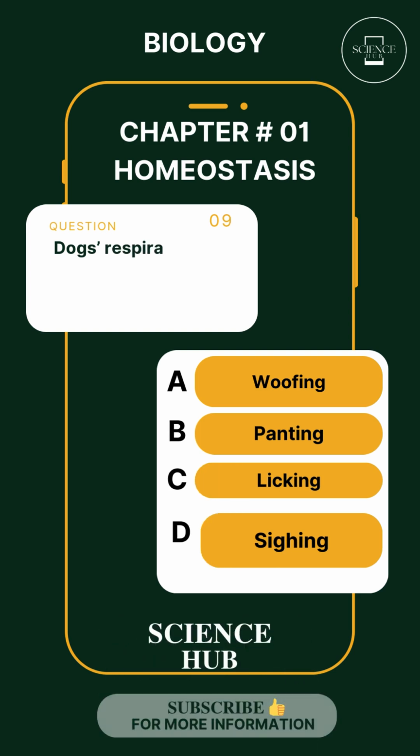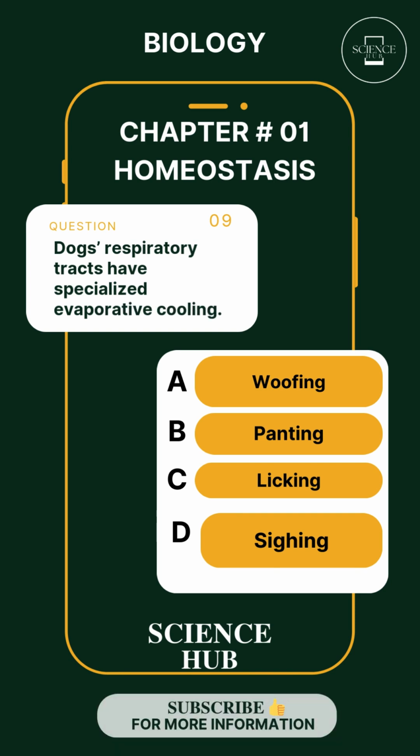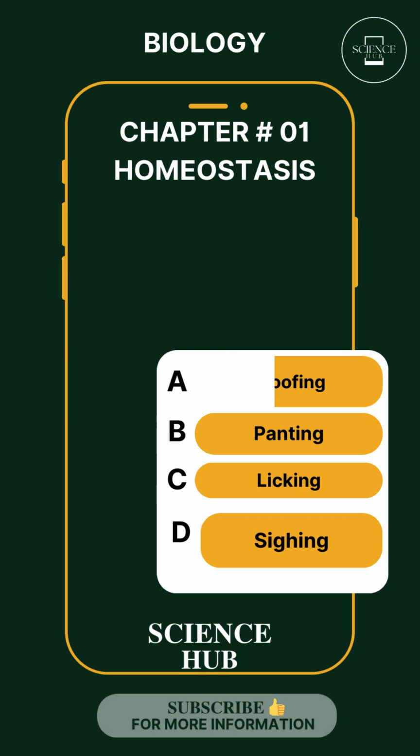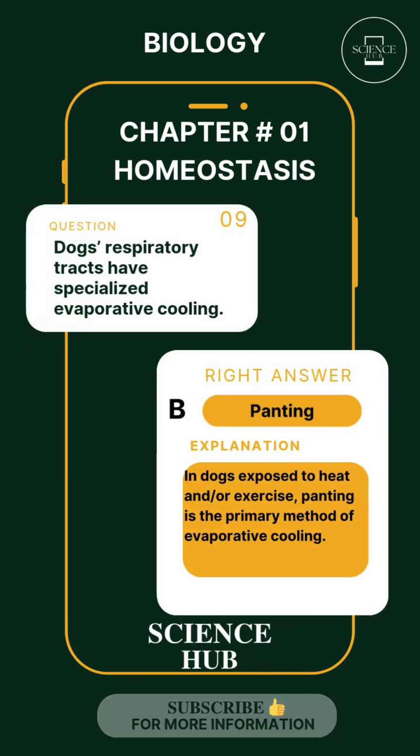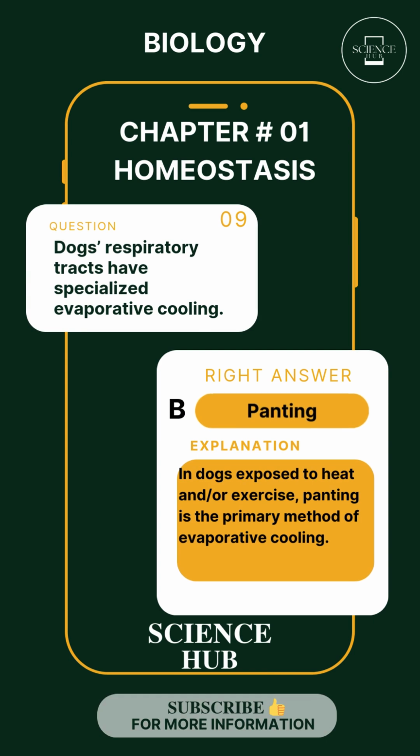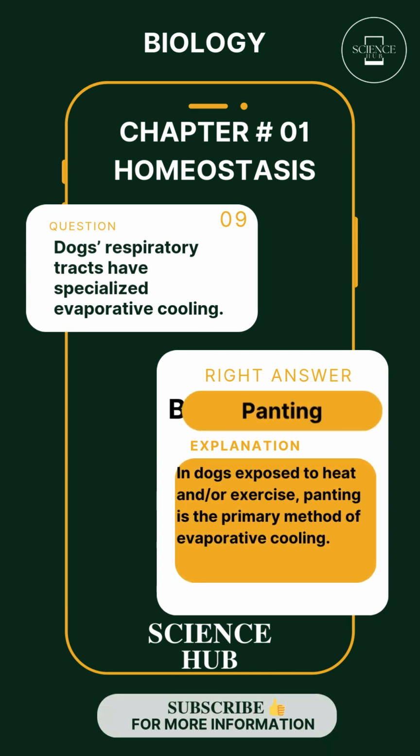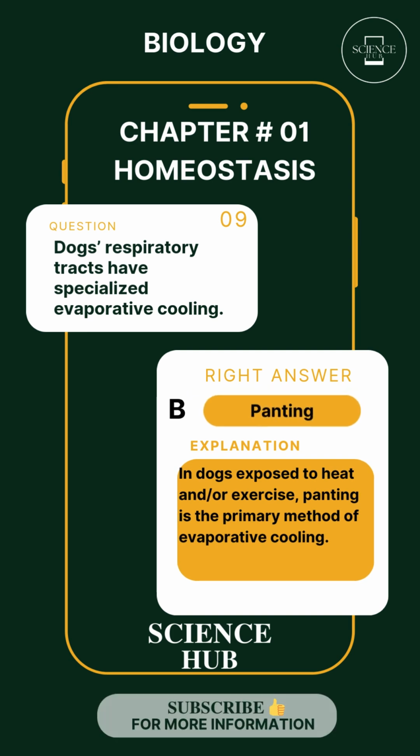Question number 9. Dogs' respiratory tracts have specialized evaporative cooling. Option A, woofing. Option B, panting. Option C, licking. Option D, sighing. The right answer is option B, panting. In dogs exposed to heat and/or exercise, panting is the primary method of evaporative cooling.